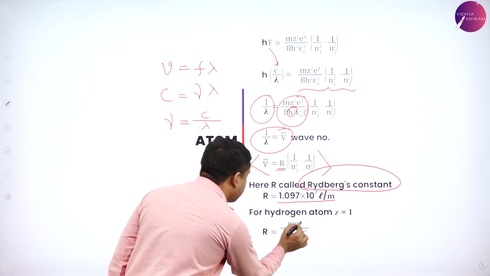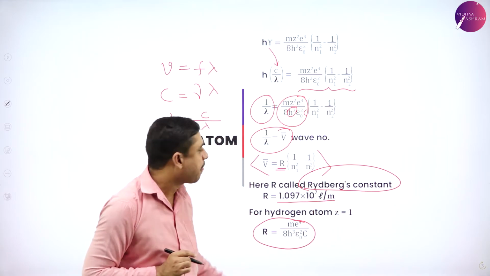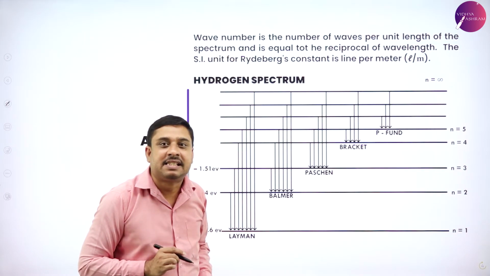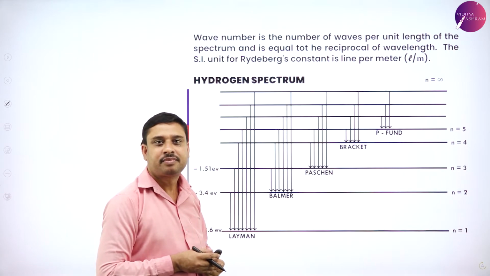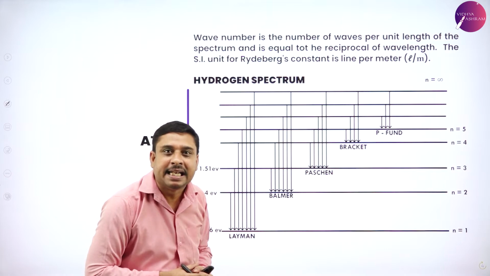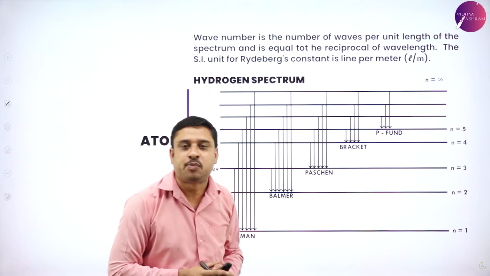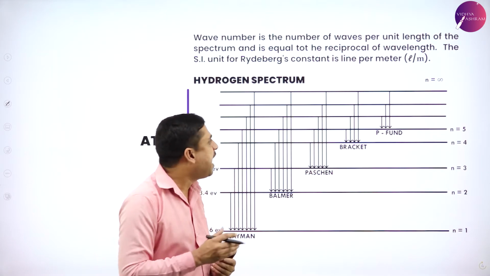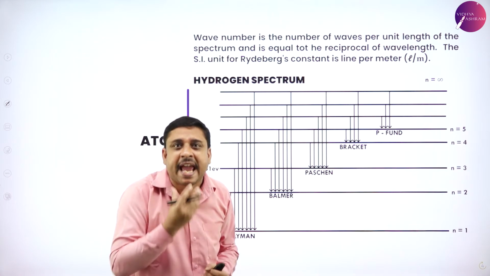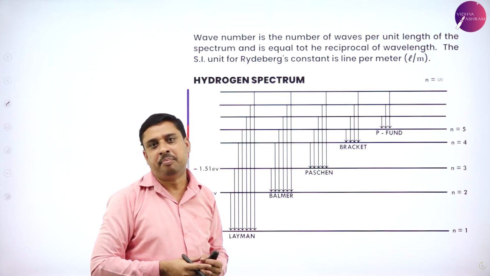And now we substitute Z equals 1 for hydrogen. Wave number is defined as the number of waves present per unit length of the spectrum. For every 1 centimeter length, how many waves are present? That is called the wave number.